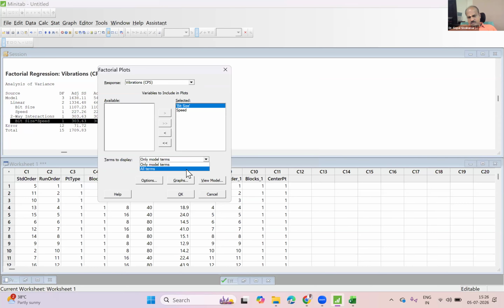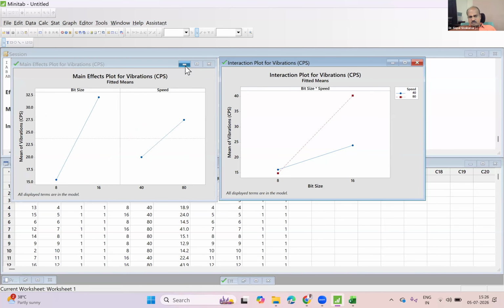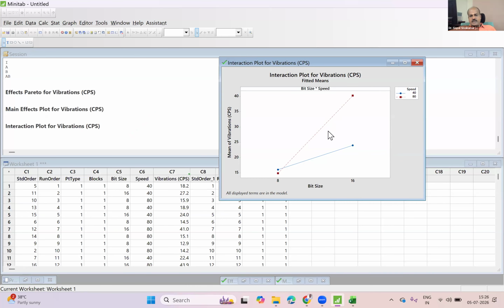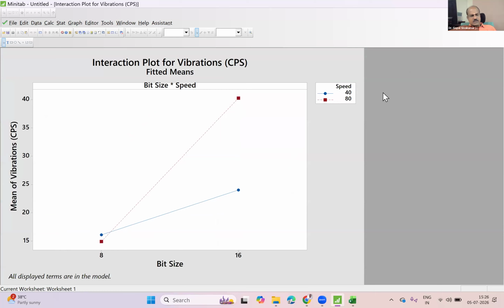Now there is a main effect plot. There is also an interaction plot. Now, in this case, interaction is significant. So you don't have to go through the main effect. You know why I minimized that? Because interaction has become significant. So you have to derive your solution from interaction only.